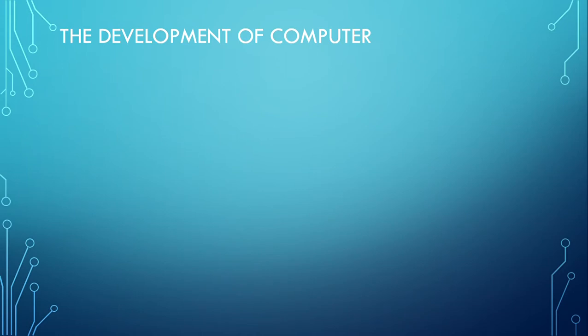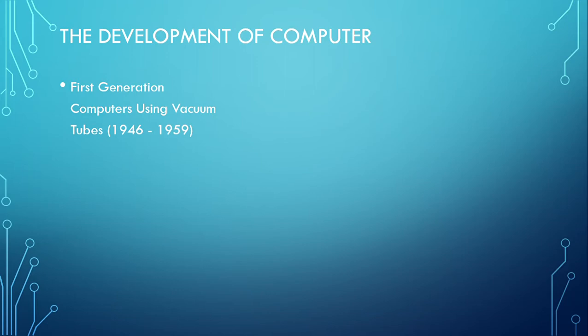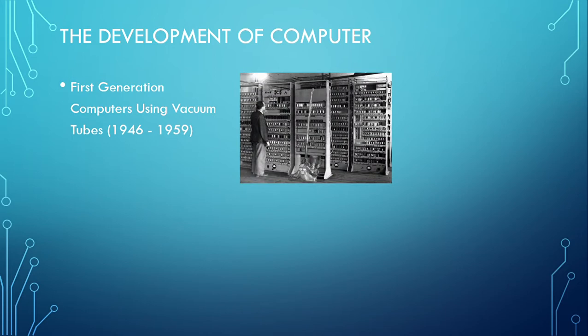The development of computer. First generation computer using vacuum tubes in 1946 until 1959. 1946 was the year the first generation of computer was created using vacuum tube as a basic component of manufacture. The tube used as basic component is known to be inefficient in some aspect because it gets very hot when used.